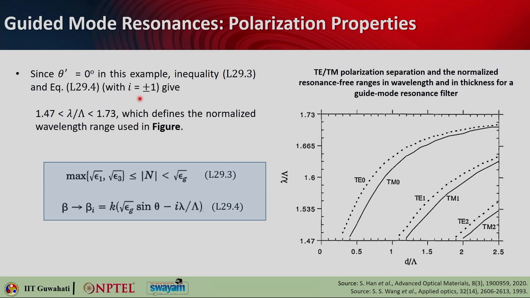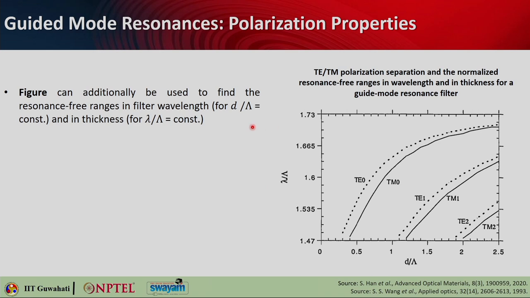You have put i equals plus minus 1 in this equation, and you have obtained epsilon 1, epsilon 3, which are the values that you have shown there. Once you put that, you will get this particular range. This is why this range is considered, because in this configuration or material choice, this will be the normalized wavelength that you have to consider.